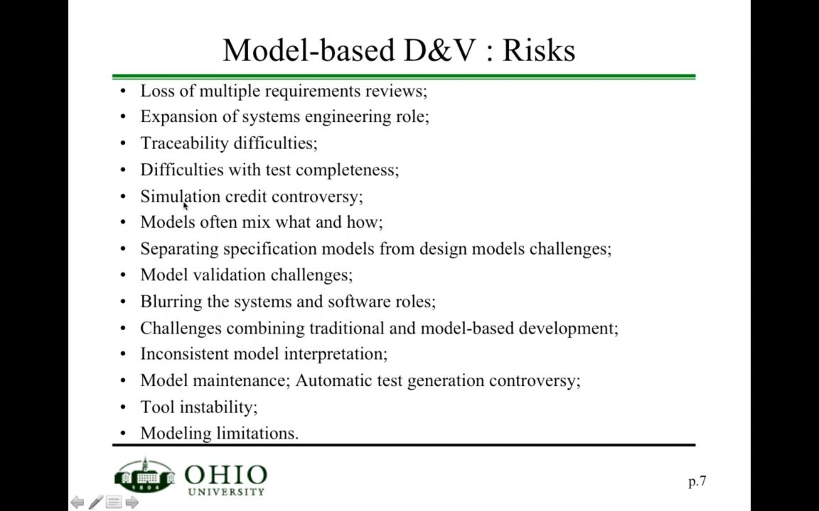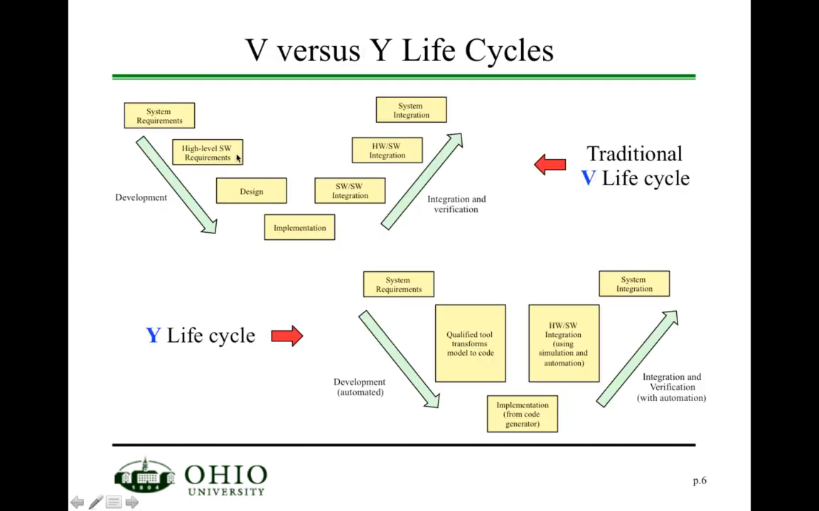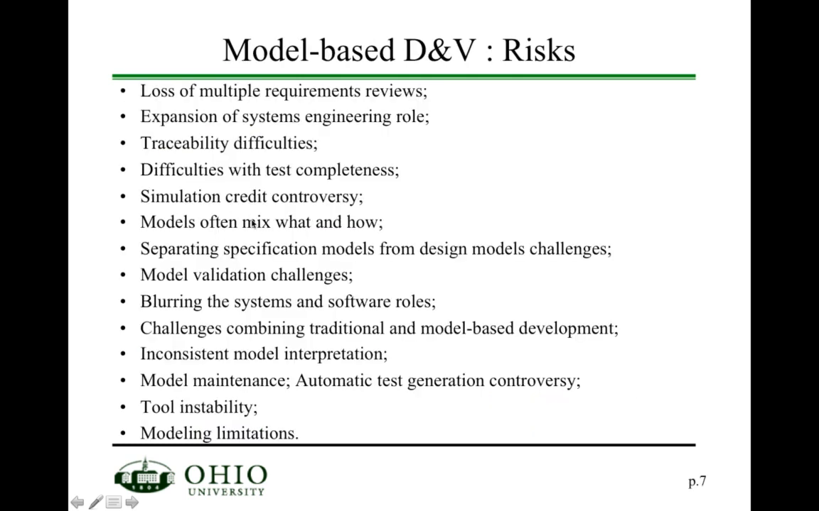Okay, so another thing, as I said before, and that's kind of typical of this V life cycle, models typically mix together the what and how. So as a result, it's really hard to separate these specification and design models. But there are some validation challenges. There is also a blurring going on between the systems and software roles. Since you have a block diagram approach, especially if you use a tool like Simulink, system engineers will have better insight into what's going on. But it also means that their role gets expanded.